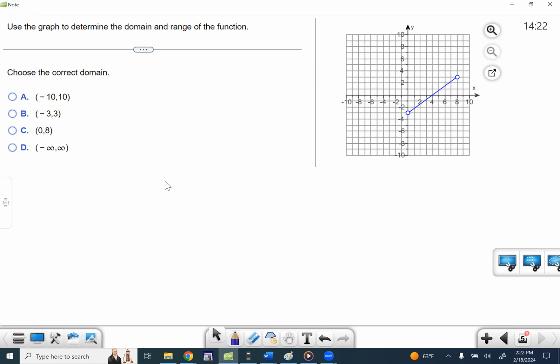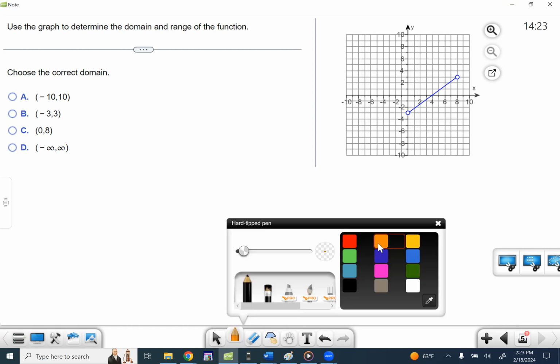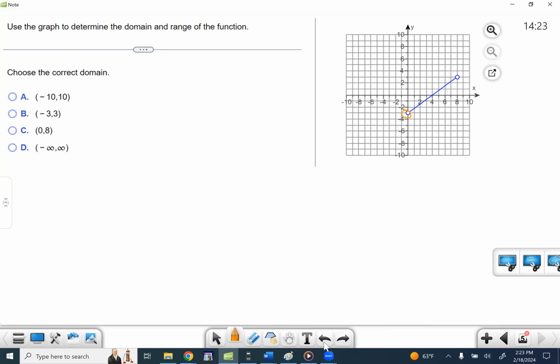Okay, so let's look at how to find the domain and range given a graph. The first one says domain. So basically you just want to follow these endpoints to the x-axis, because remember domain is the x-axis.